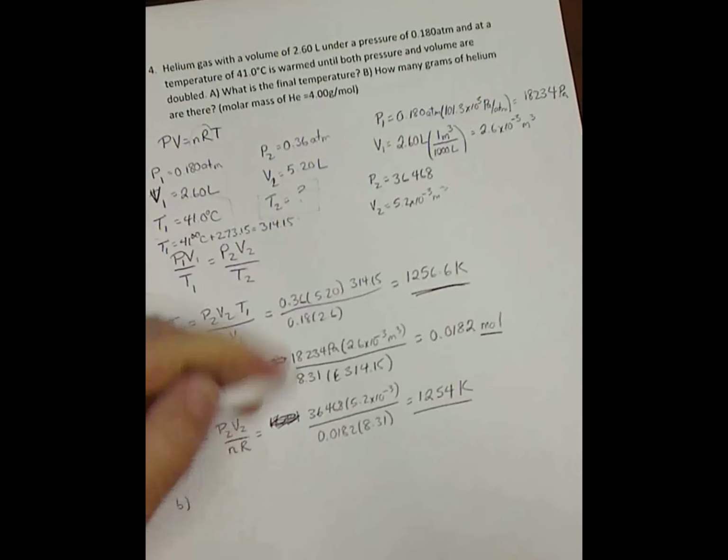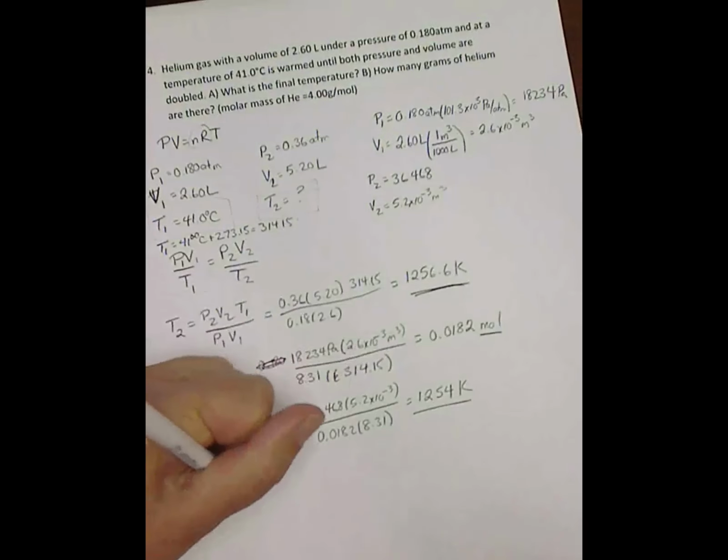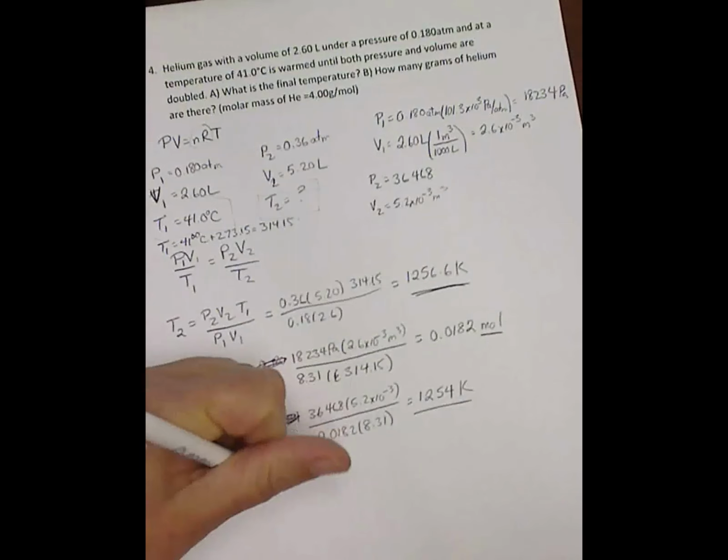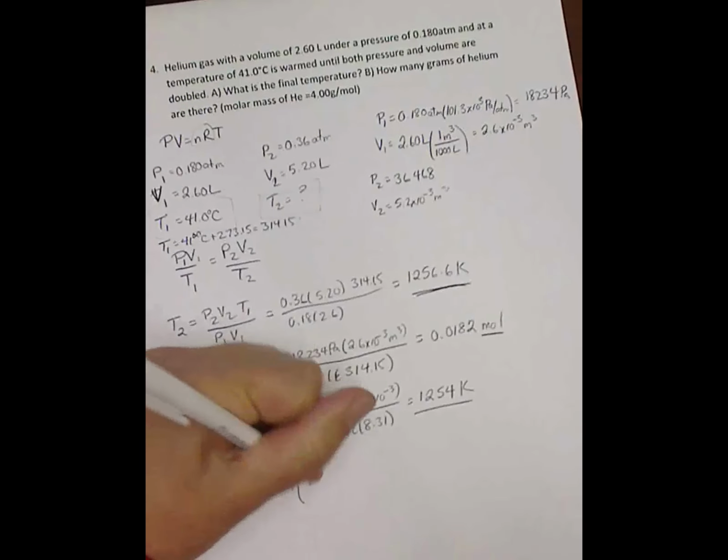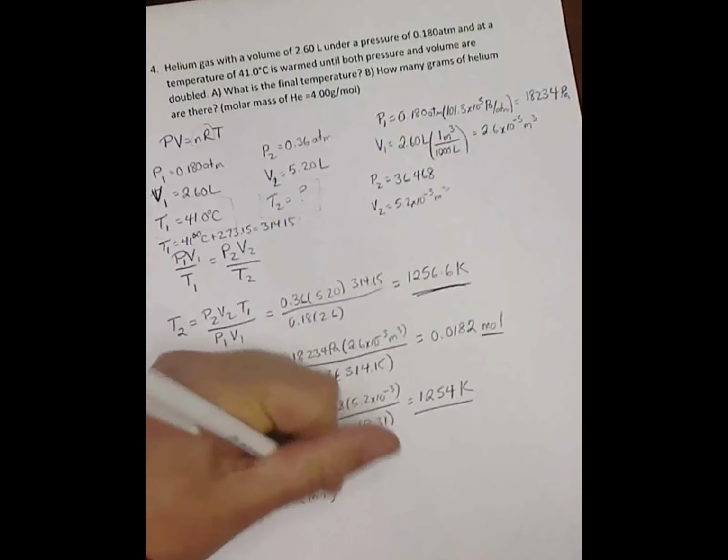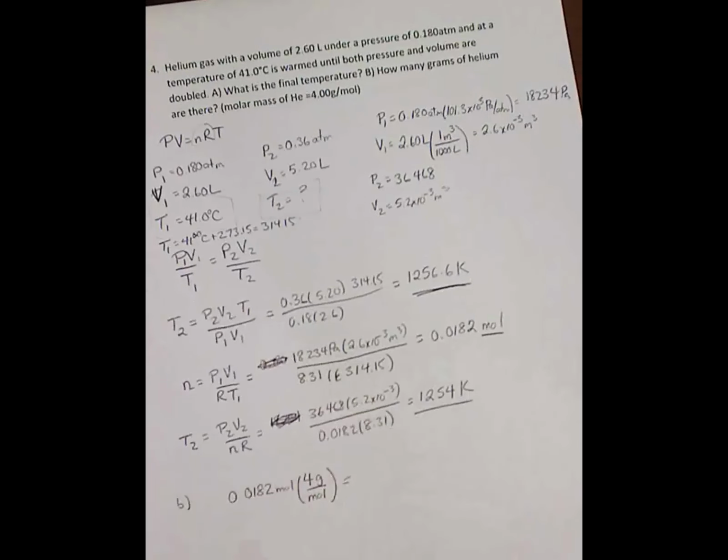Well, now I know I have 0.0182 moles, and I've got 4 grams per mole. So just multiply those two, and I get 0.0728 grams of helium.